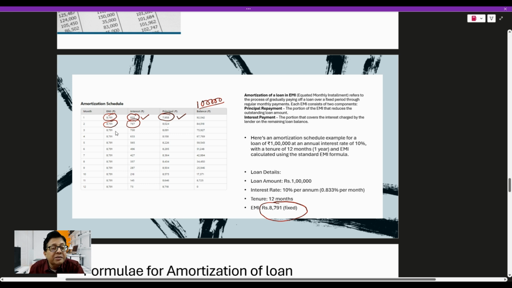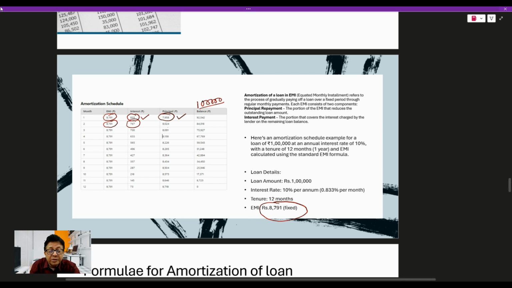Third month, what happens? It is 8791, but now see interest 700 and the principal is increasing. Now the amount is reduced to 75,927. And at the end of 12 months, 1 year EMI it was, so 12 installments, he paid 8791. See, interest reduced to 73 and principal 8718. This calculation I did before for the sake of your understanding so that I can move faster.